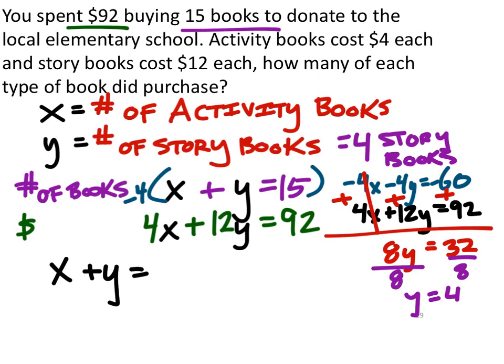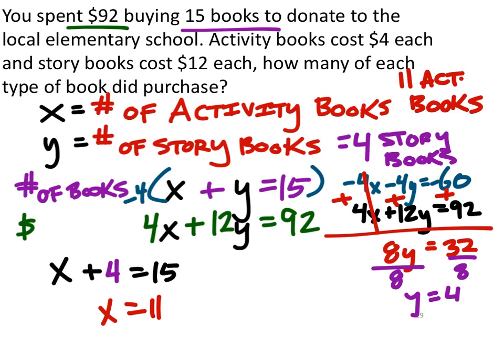x plus y equals 15. And the y value, which was the storybooks, we know now is 4. And solving for this one, we get an x value of 11. So 11 activity books. So there's our two answers.